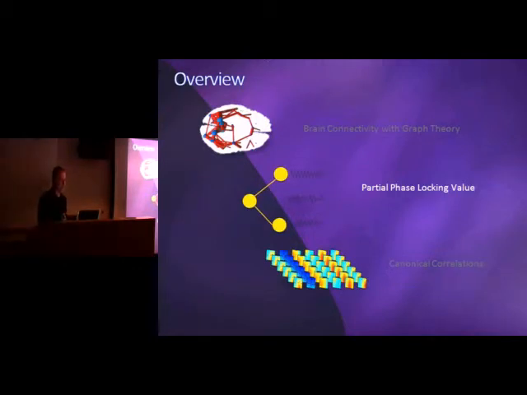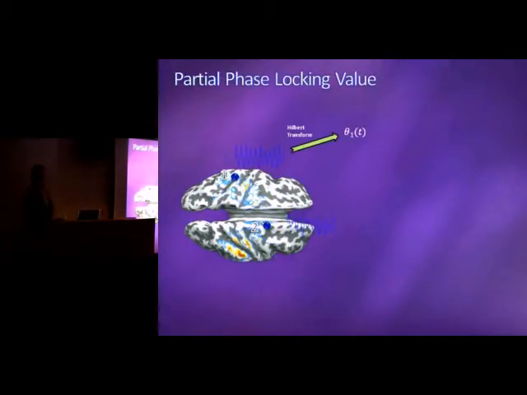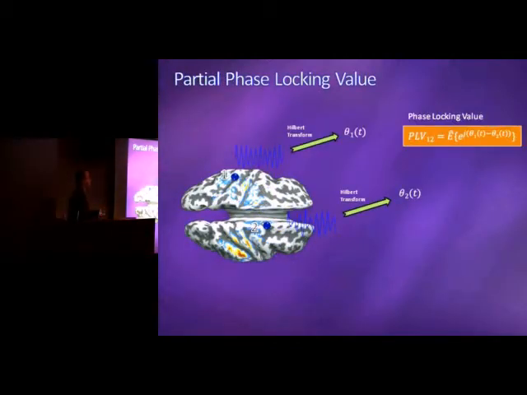The second part is partial phase locking value, and the idea is the following. A very common analysis is synchronization analysis in brain maps. You get time series with a Hilbert transform or any other transform, you can get the instantaneous phase of signals, and then you can compute the phase locking value, the expected value of e to the j difference of the phases. A strong phase locking value is an indication of communicating signals.